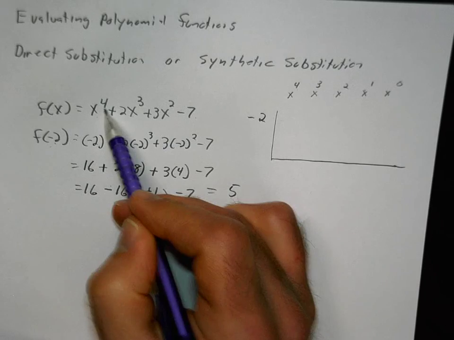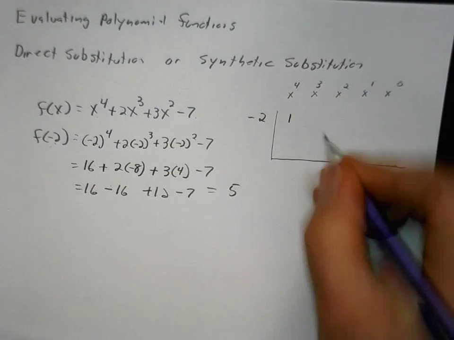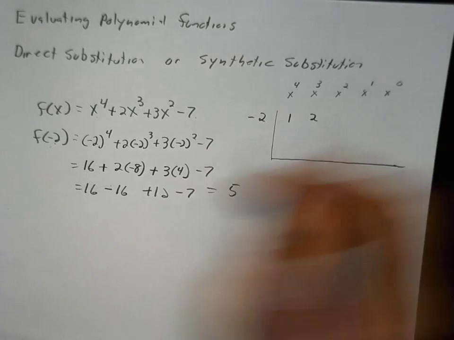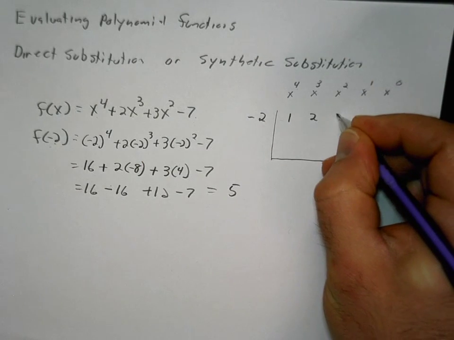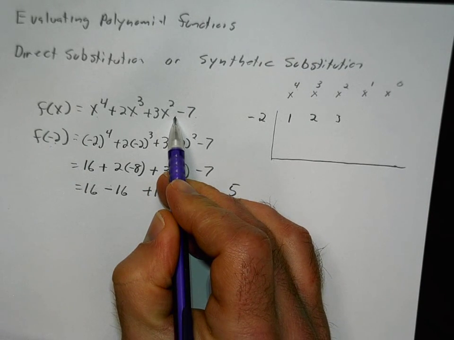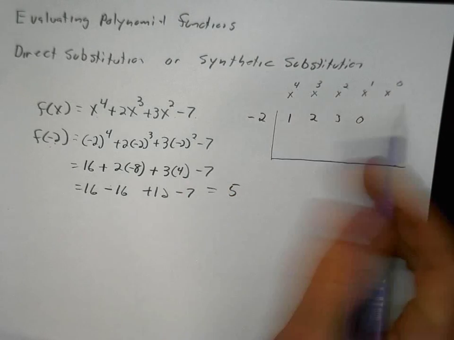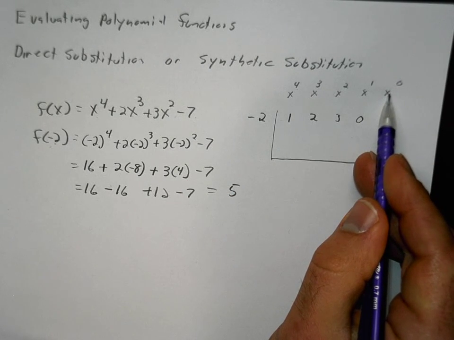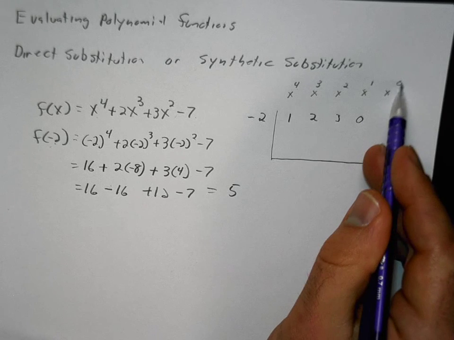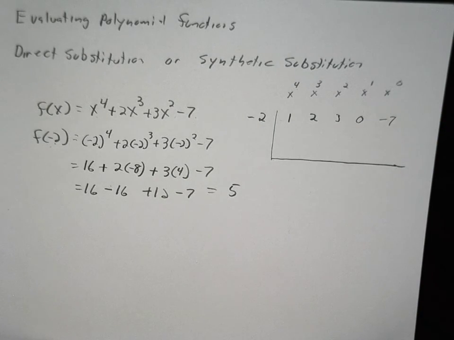Okay, so x to the 4 has a coefficient of 1. x cubed has a coefficient of 2. x squared coefficient is 3. There is no x to the 1 term, so I'm going to put a 0 there. And then x to the 0 is my constant term, so that's negative 7. So I put that there. Okay? So that's how I set this up.